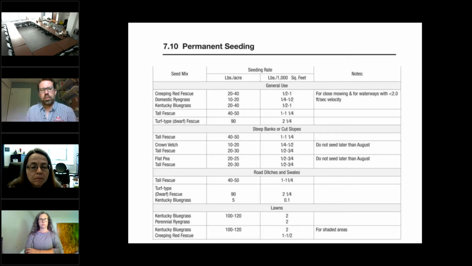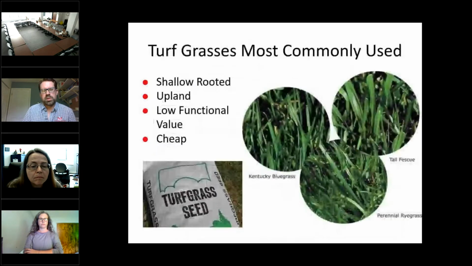This is the spec for permanent seeding, which is very similar to the temporary one, highly dependent upon the cool season turf grasses, your fescue, bluegrasses, and ryes. So again, to reiterate, for slope stabilization seeding, turf grasses are generally the most commonly used. The reason generally is because they're cheap, readily available, and relatively quick growing overall.